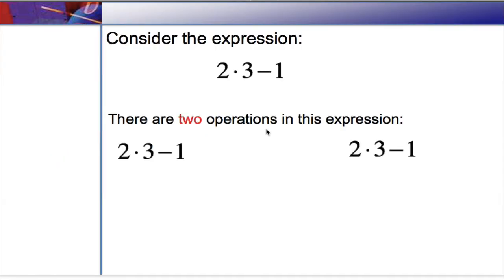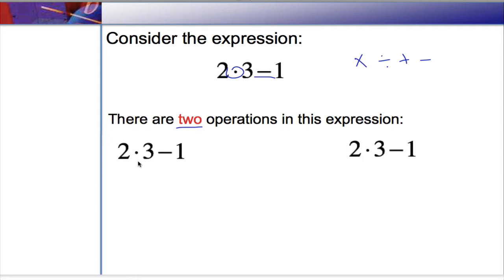All right, so let's consider the expression 2 times 3 minus 1. There are really two operations in this expression. We have multiplication and we have subtraction, right? So remember we talked about the operations are multiply, divide, add, and subtract. So those are our operators. So we have those two operations. So it matters which operation we complete first to find the value of this expression, in other words, to evaluate it.